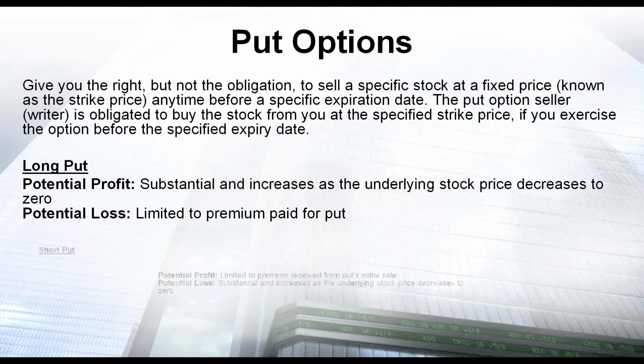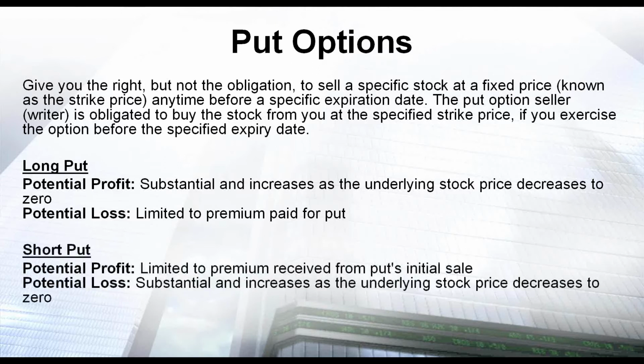Okay? The short put, your profit potential is limited to the premium received from that sale, same as the call. The potential loss is substantial and increases as the underlying price decreases. Now, the fact that it's not unlimited is only because a stock can't go below zero. Once it hits zero, that's your limit, but your loss can be substantial.